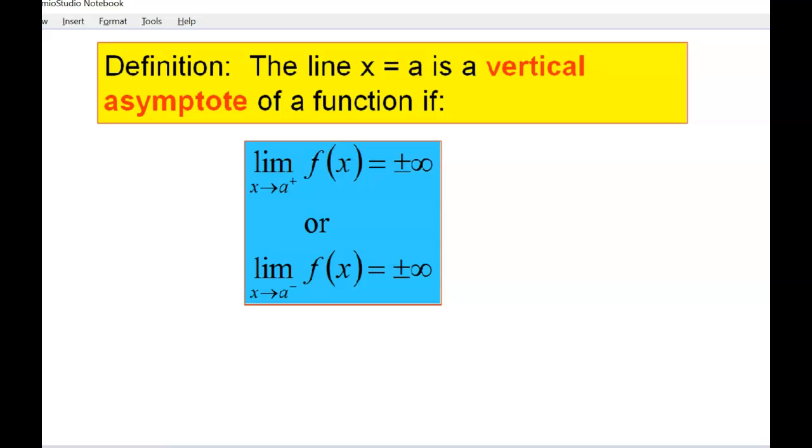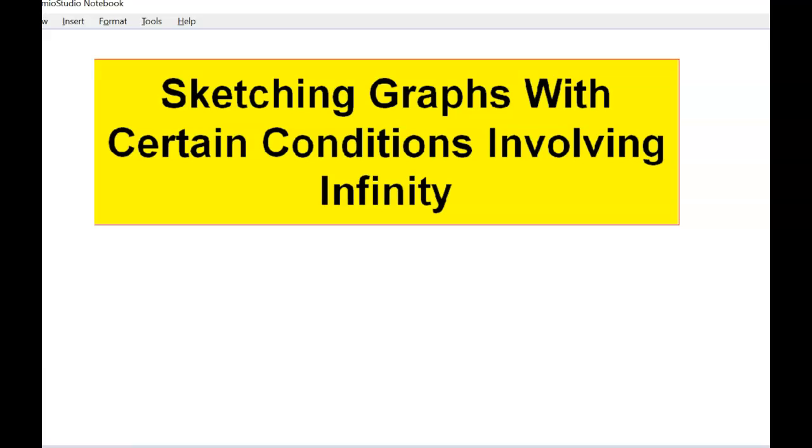All right, so the line x equals a is a vertical asymptote of a function if the limit as x approaches a from the positive side is plus or minus infinity, or the limit as x approaches a from the negative side is plus or minus infinity. We kind of talked about that earlier, but we never did give you the formal definition, but there you go right now. Now we're going to look at sketching graphs that involve certain conditions.